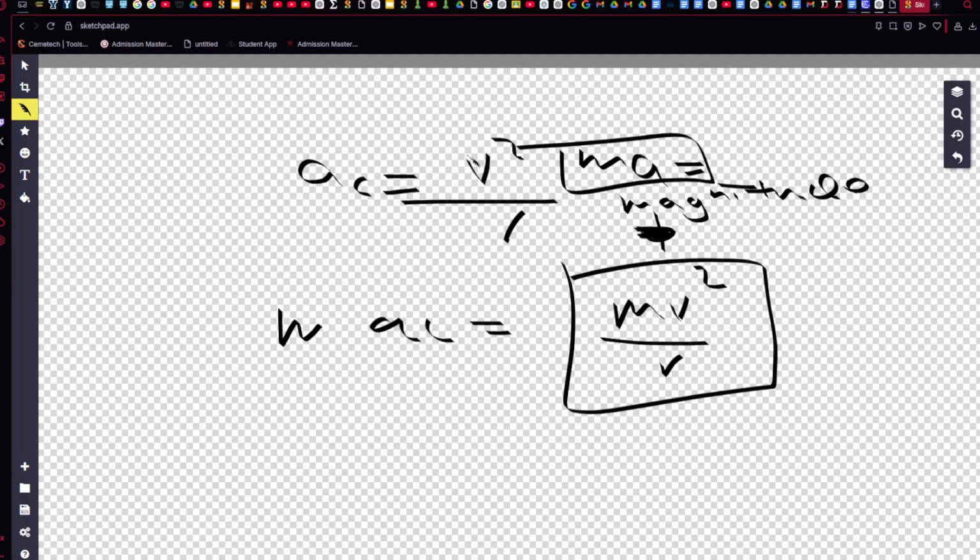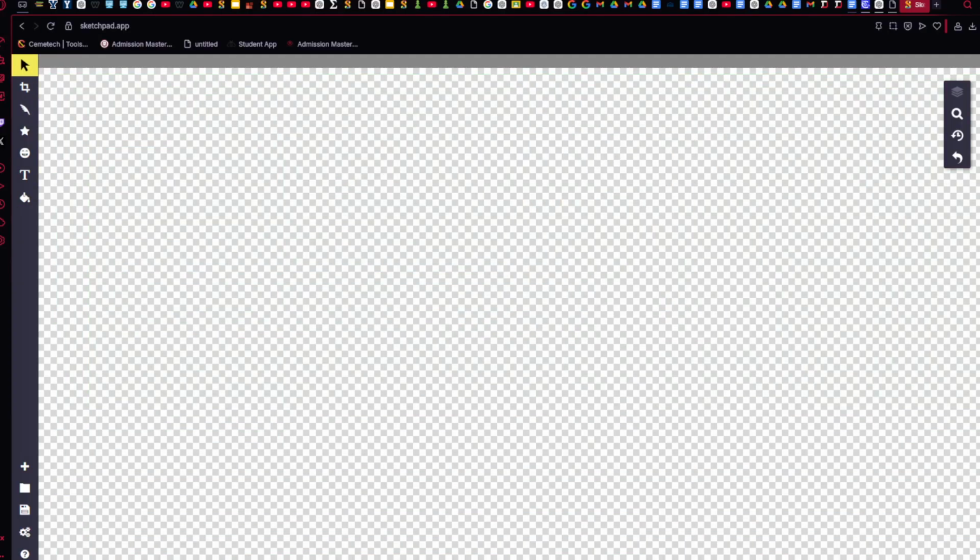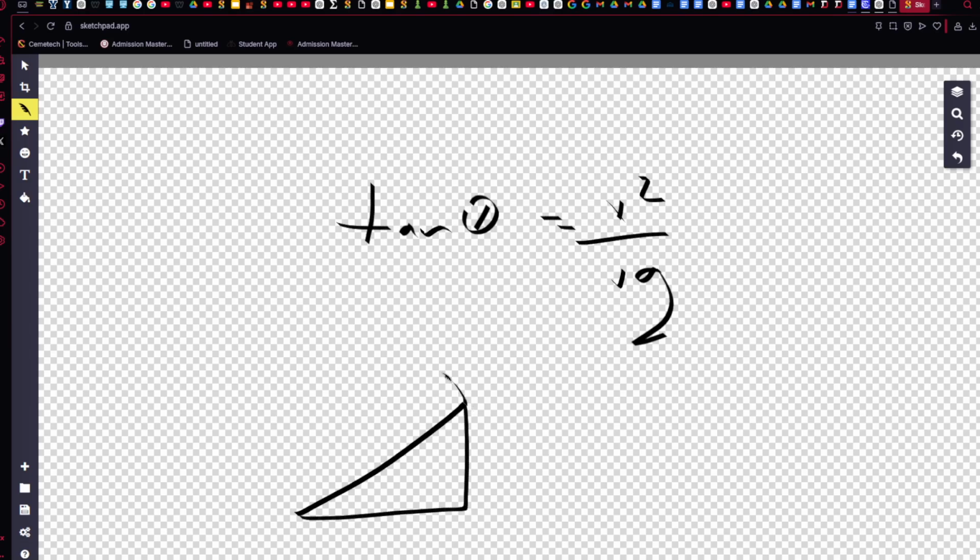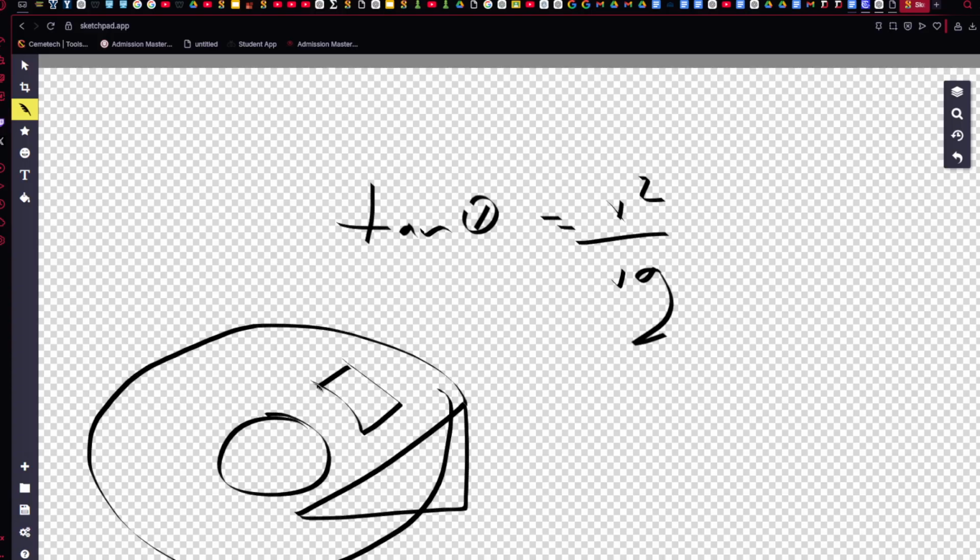Banked curves. This one's quite easy, but I'm not going to do the derivation either. Your relationship to keep a car traveling on a banked curve, which is essentially a lifted triangle that's wrapped around like a donut, like a car right here. In order to keep it this way, the angle of this must be equal to V squared over RG.